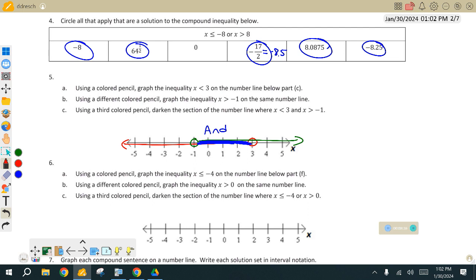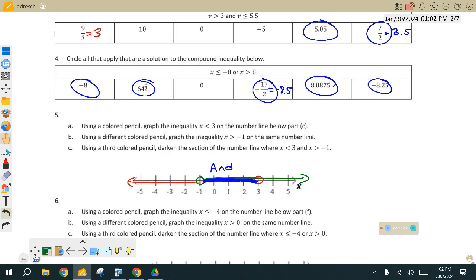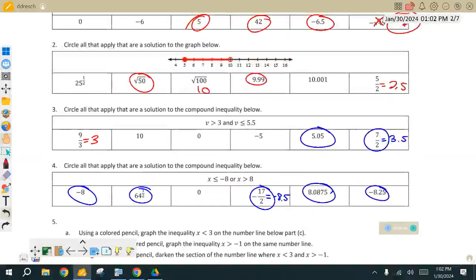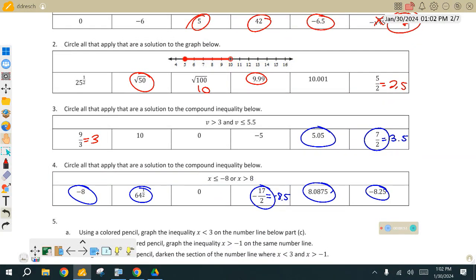What does and mean again? It has to be both. So in between, and then we see that graph a few minutes ago, up above on number 2. We saw that happen right here. We had an and happen right there.